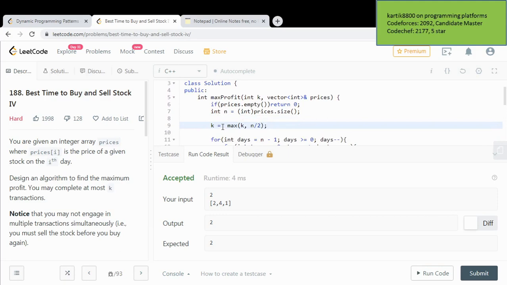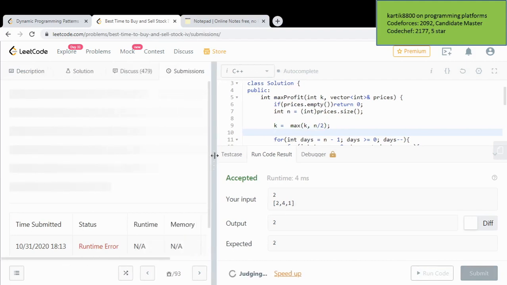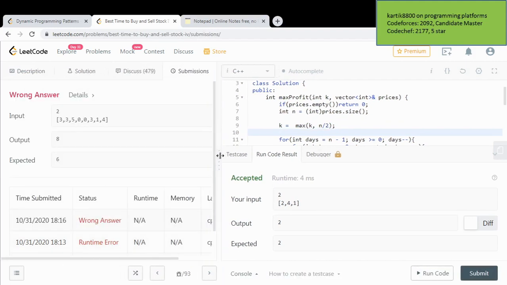That's it. K equal to max K comma n by 2. I'll submit. And I get a wrong answer, which was least expected. But no problems. We'll see why that happens.